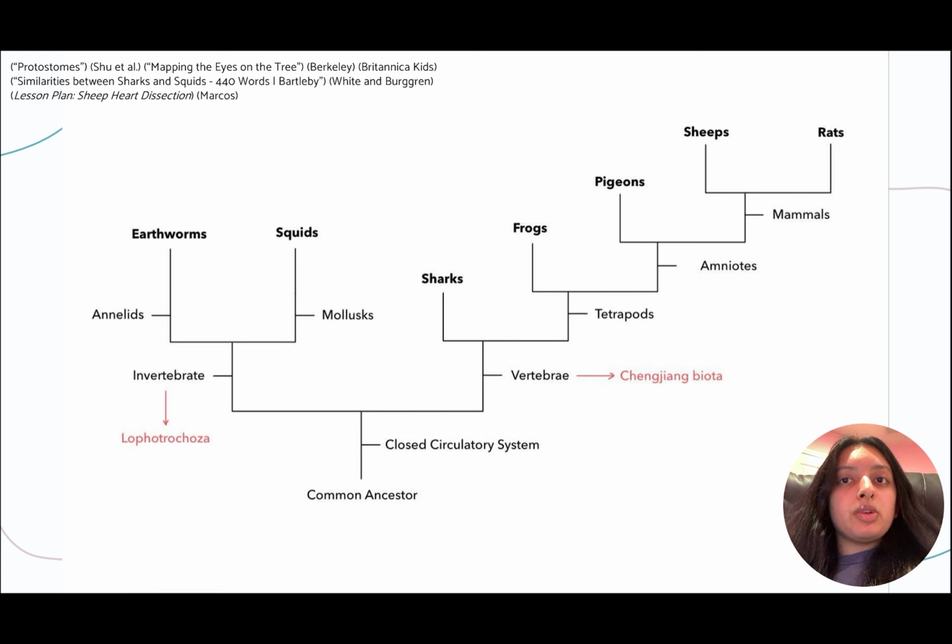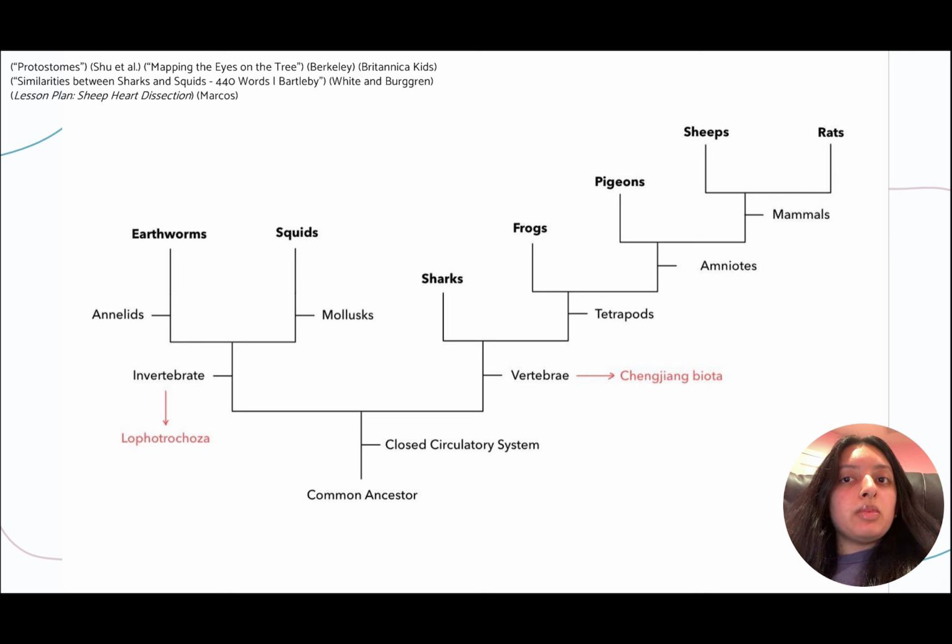Our 2 invertebrates, the squid and the earthworm, share an ancestor called Lophotrichozoa, which is an ancient organism that appeared 542 million years ago and is characterized by its tentacle-like body. The earthworm falls into the phylum Annelids, while the squid falls into the phylum Mollusks. We also have 5 organisms that are vertebrates: the sharks, frogs, pigeons, sheep, and rats.